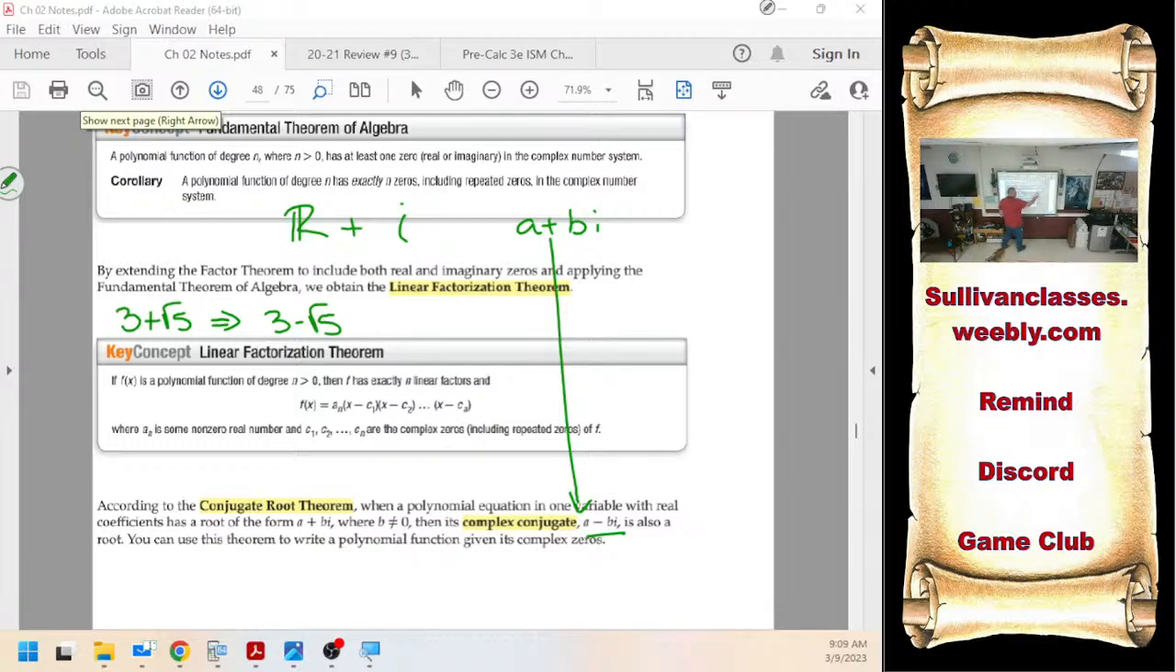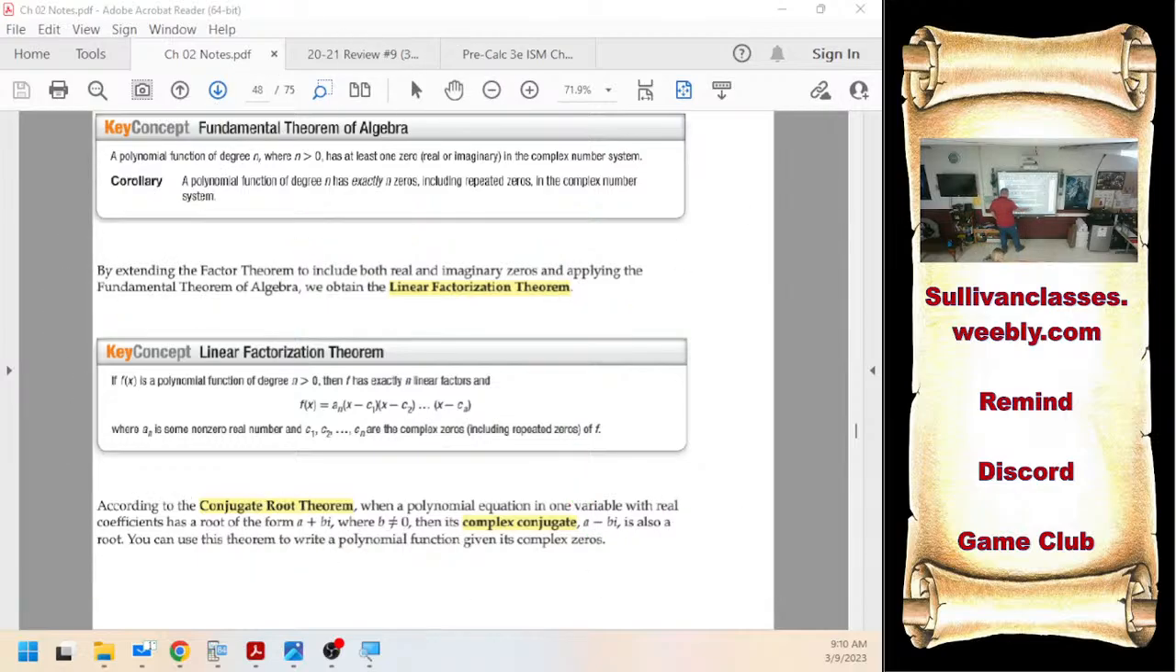If 6 minus i is one of my roots, that implies 6 plus i has to be one of my roots. That is the conjugate root theorem. You have to get conjugate pairs, or else that was impossible. Said i unlocks a lot of stuff in math.